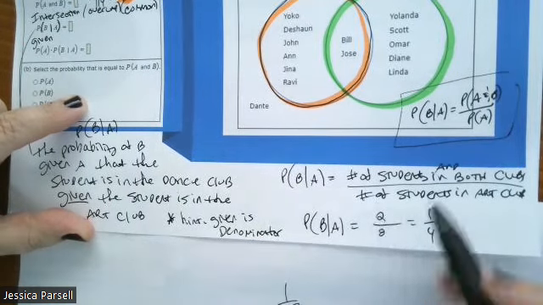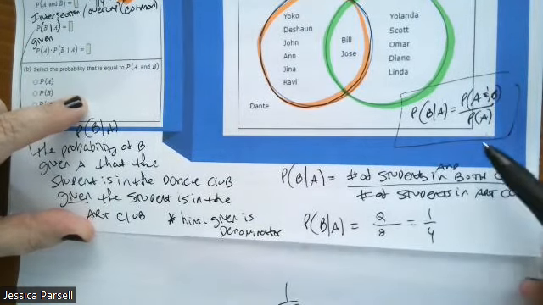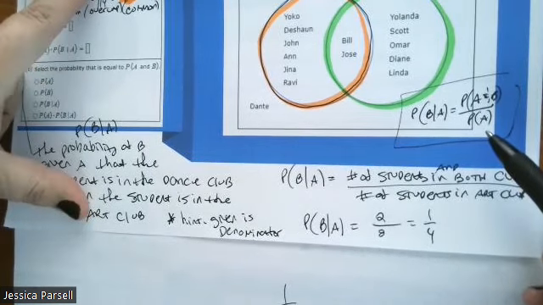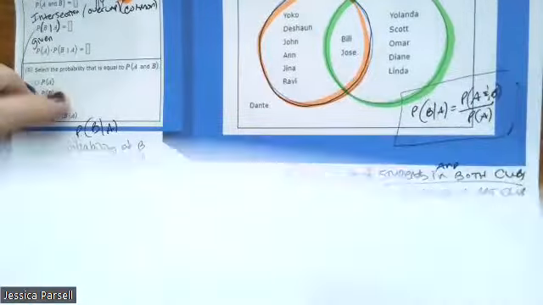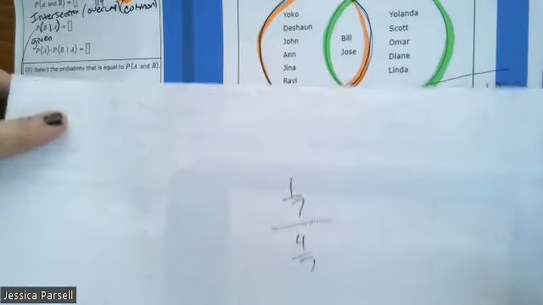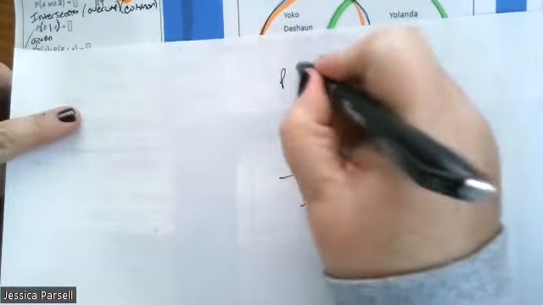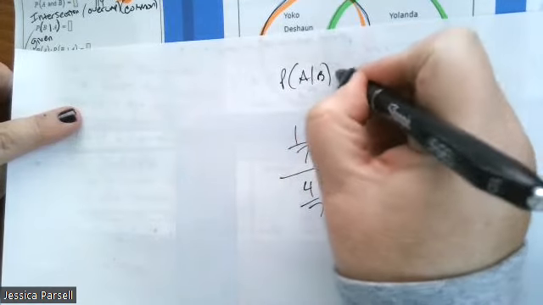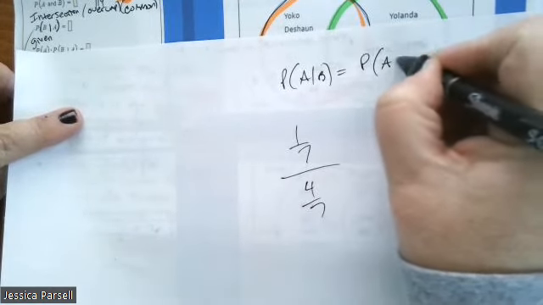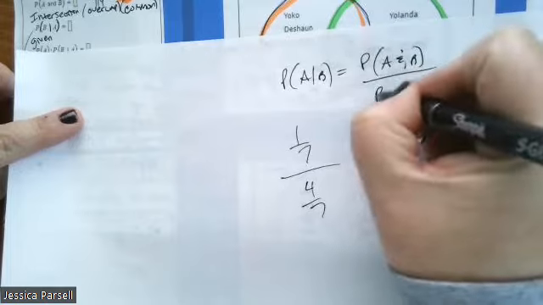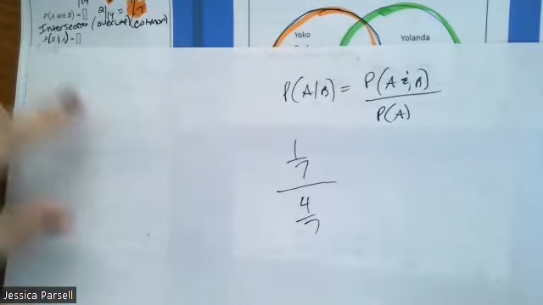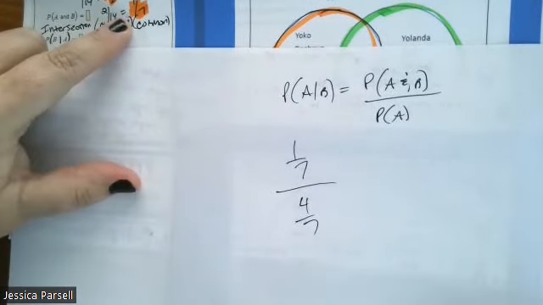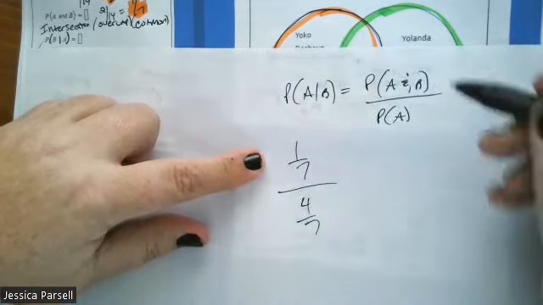And it's divided by the probability of A, which is 4/7. Let's see, right down here. So the probability of A given B is equal to the probability of A and B divided by the probability of A. So if you just want to brute force this, the probability of A and B, you already know, is 1/7. Right here.